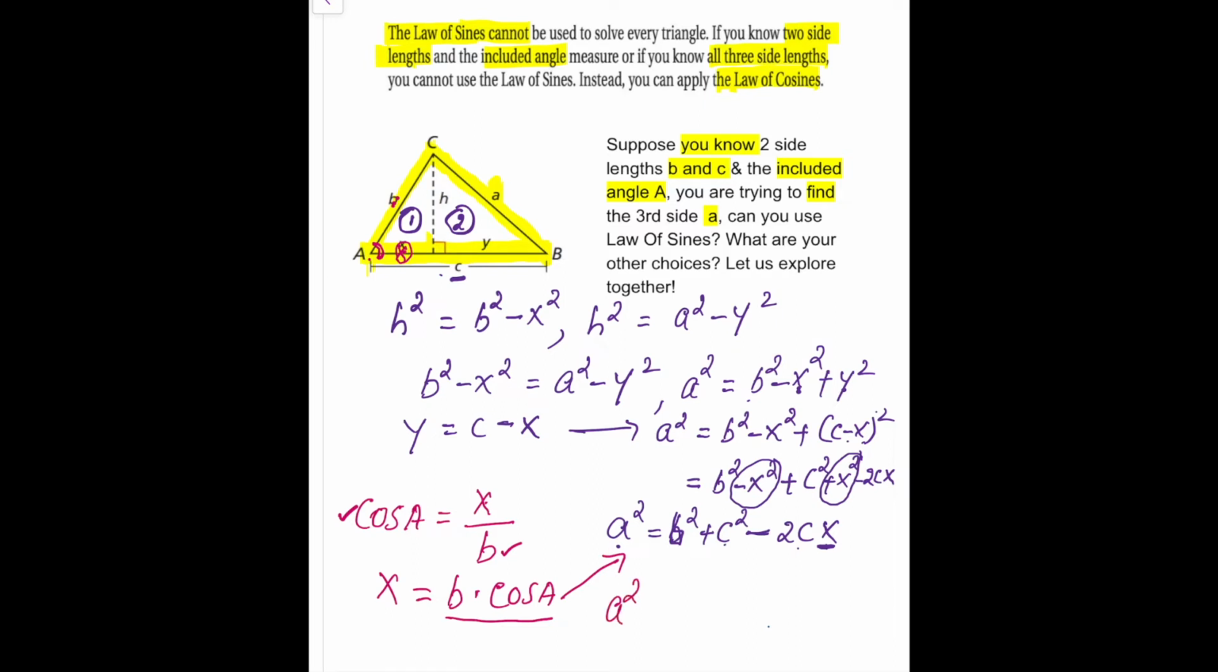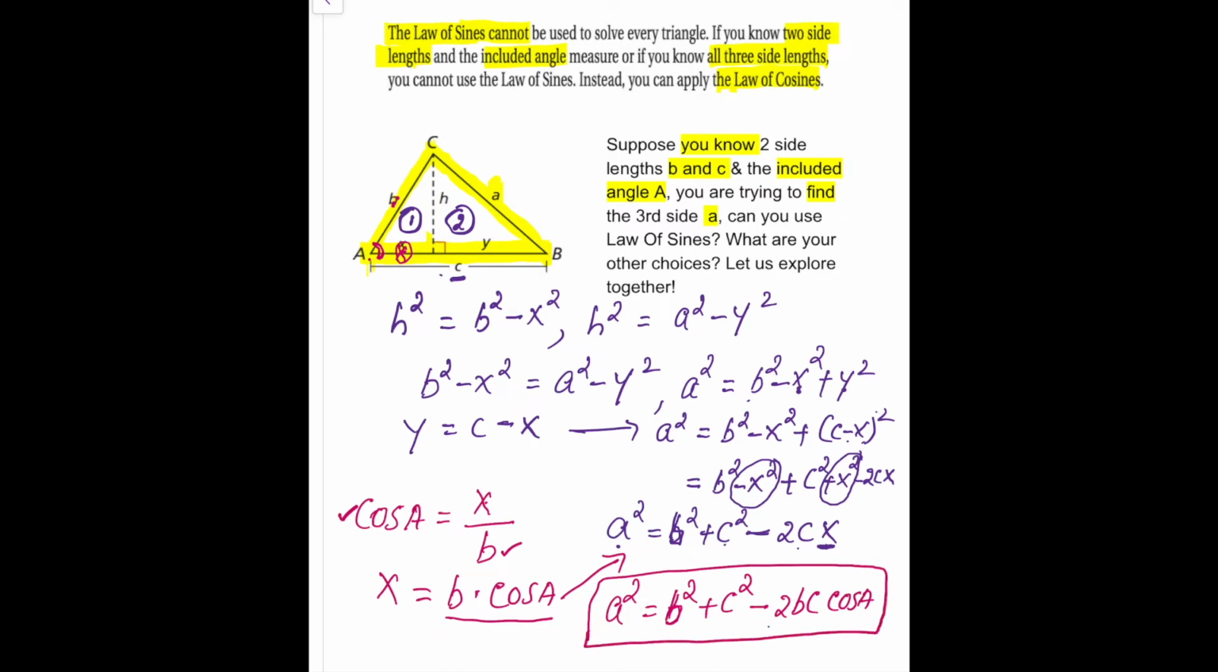Now let's substitute this into the equation. So I get A squared is equal to B squared plus C squared minus 2C times B cosine A. So let's rearrange: 2BC cosine A. That will be the law of cosines.